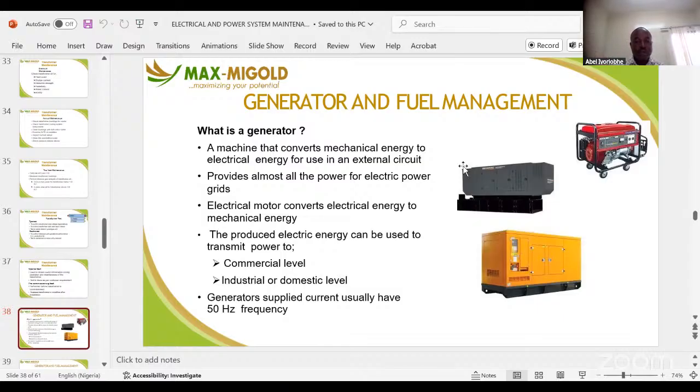That's a generator. An electrical motor converts electrical energy to mechanical energy. What does it do? It takes electricity and converts it to mechanical energy, like your grinding machine. Your grinding machine is an example of a motor.